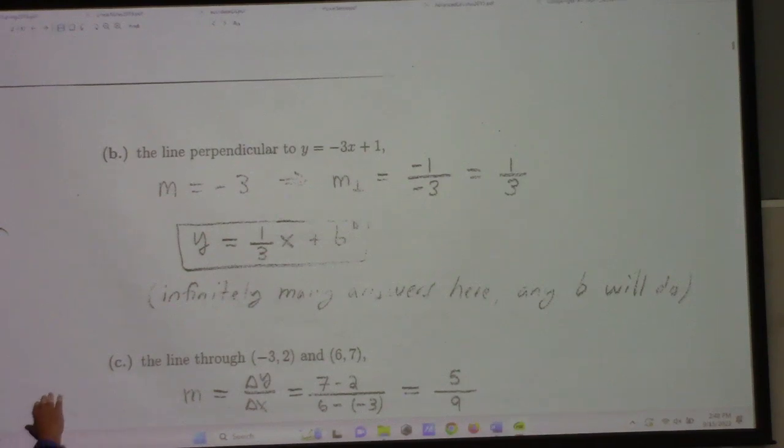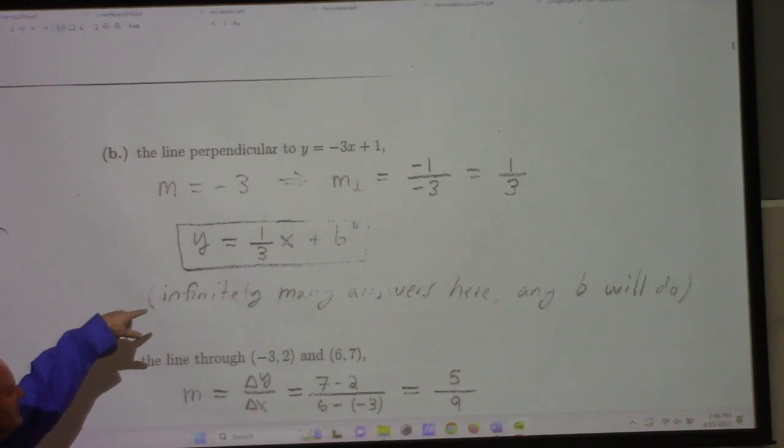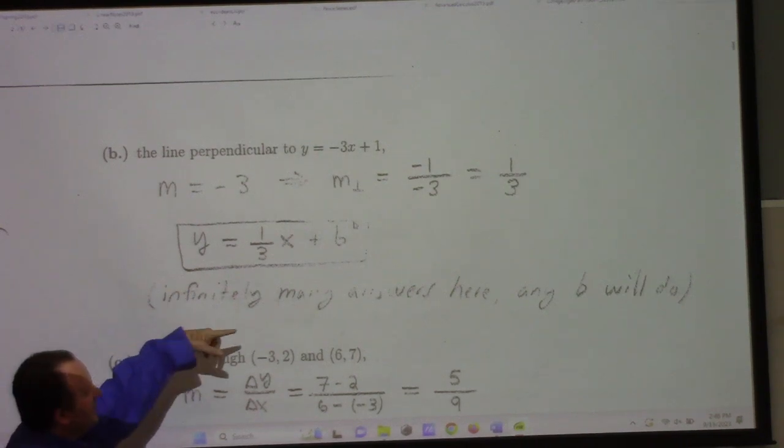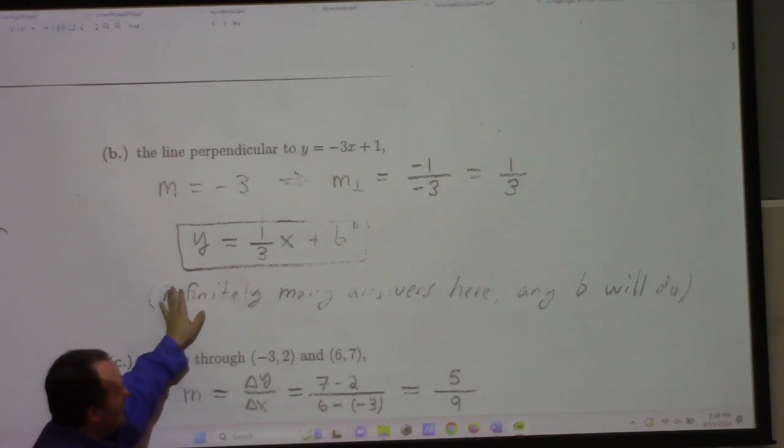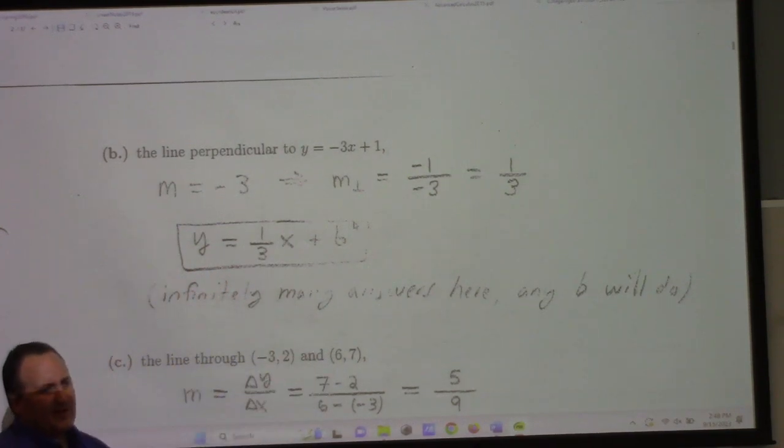So I meant to make an announcement about this. From one perspective, I've left off a piece of information here, right? Because in order for there to be a unique answer, I would have needed to give you a point. Since there's no point, there are actually infinitely many answers here. I try not to do that kind of thing in this class. That's just kind of an oversight there.